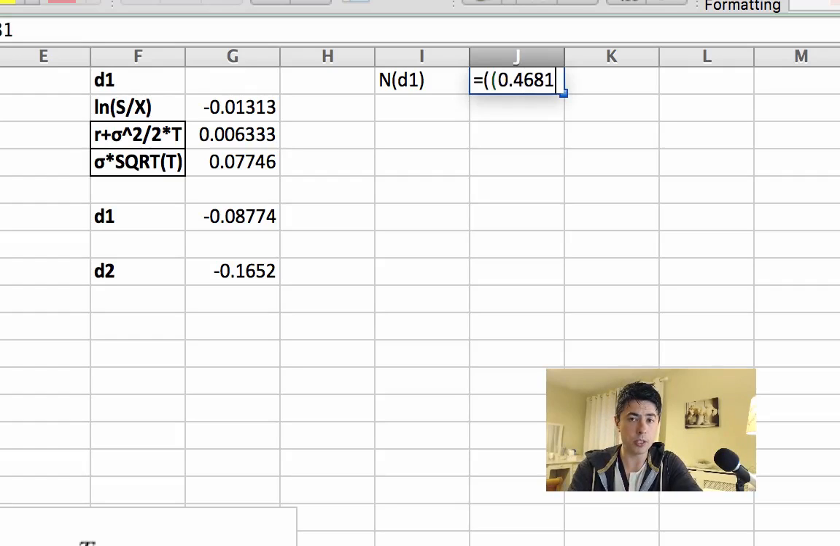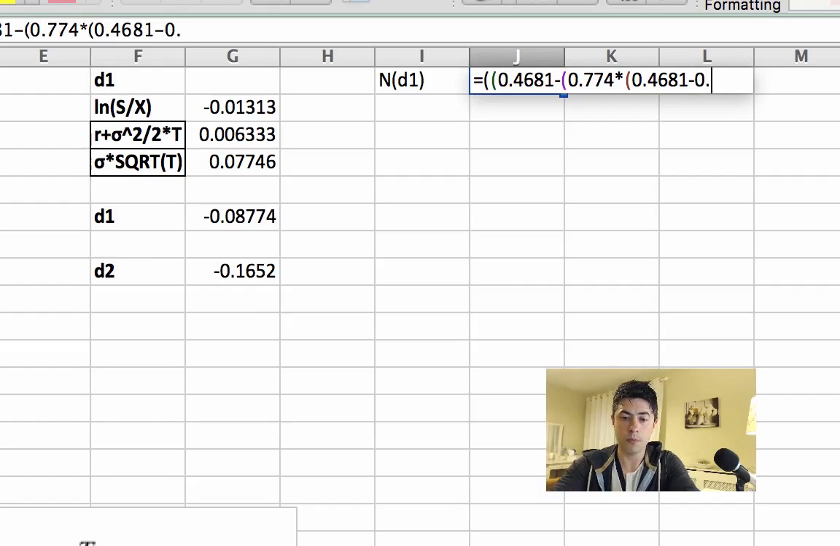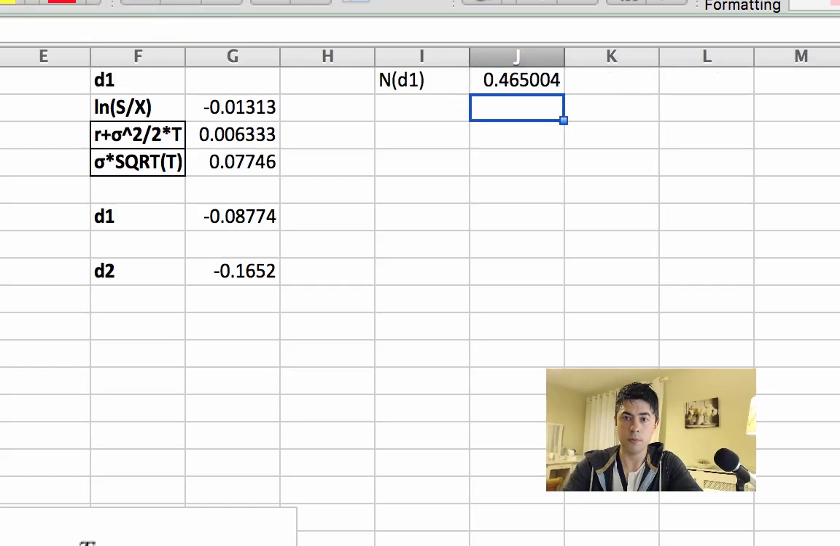0.4681 was the value for minus 0.08. The remainder of that was your 774, so we call it 0.774. We want to multiply that figure by the value for negative 0.08, which we already found in the tables, 0.4681. And we subtract that by the value we got for 0.09, which we saw was 0.4641. We have a normal value of 0.465.